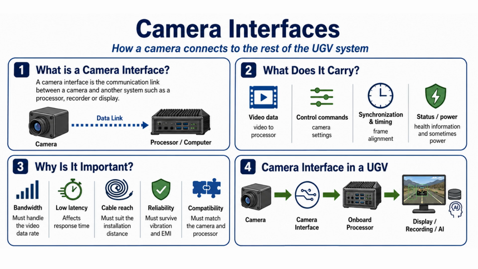The choice of interface is important because it affects bandwidth, latency, cable distance, reliability, and compatibility with the processor. In an unmanned ground vehicle, the video typically moves from the camera through the camera interface to the onboard processor and then to the display recording system. Simply put, the camera interface is the data highway connecting the camera to the unmanned ground vehicle.